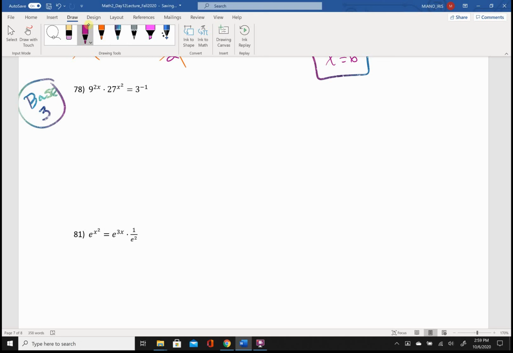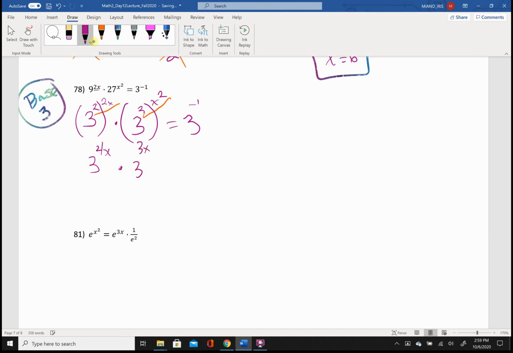Okay, so let's rewrite 9 as base 3, so that'll be 3 squared. Still, it needs to be raised to the 2x power, and that's multiplied by 27. Rewrite that as base 3. Well, 27 is 3 to the 3rd power, and then it's still raised to the x squared power. And then this on the right-hand side, it's already base 3, so just leave it there, okay? You're multiplying exponential expressions that have the same base, but wait, hold on. Actually, let's use a little bit of power rule first, and then we'll use the product rule. We should do these things in a correct and smart order.